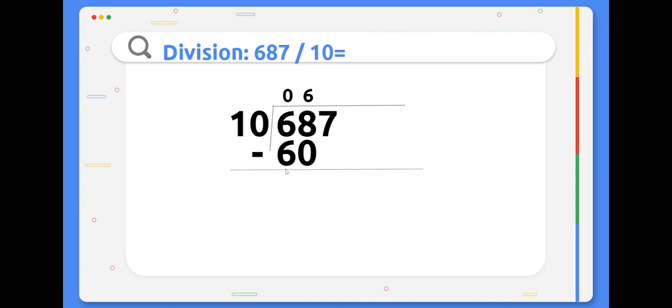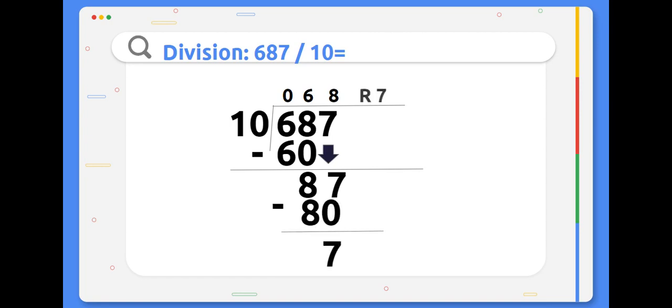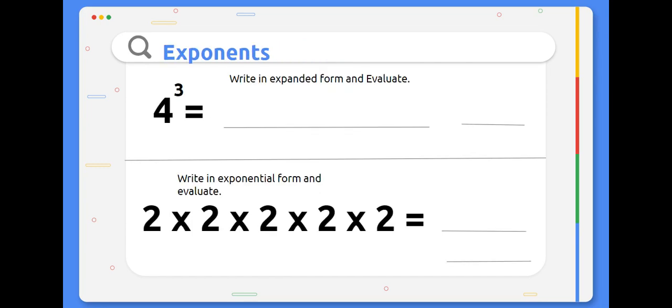I'm going to subtract that. That's going to get me 8. And I'm going to bring down my 7. So now I have 87 divided by 10. Well, 8 times 10 is 80. If I subtract that, I get 7. So I have 68, remainder 7. Now, we'll talk when we start looking at decimals. We'll look at moving on without remainders, but for right now, I'm okay with remainders.